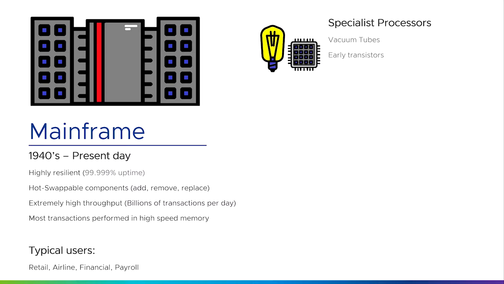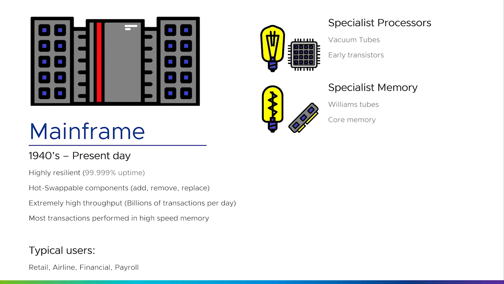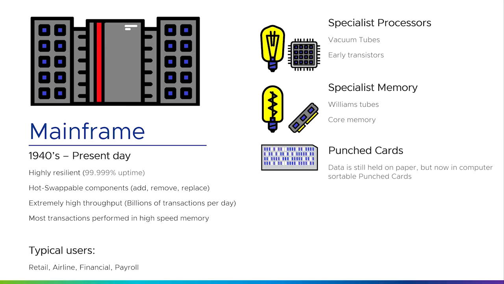Original mainframes started with specialist processors, which were vacuum tubes and early transistors. They also had specialist memory, something called Williams tubes and core memory. And originally data was held on paper, but in computer sortable punch cards. So sometimes when you hear people talk about mainframes, they'll talk about mainframes and punch cards, which were the way that data or programs were entered into a computer.